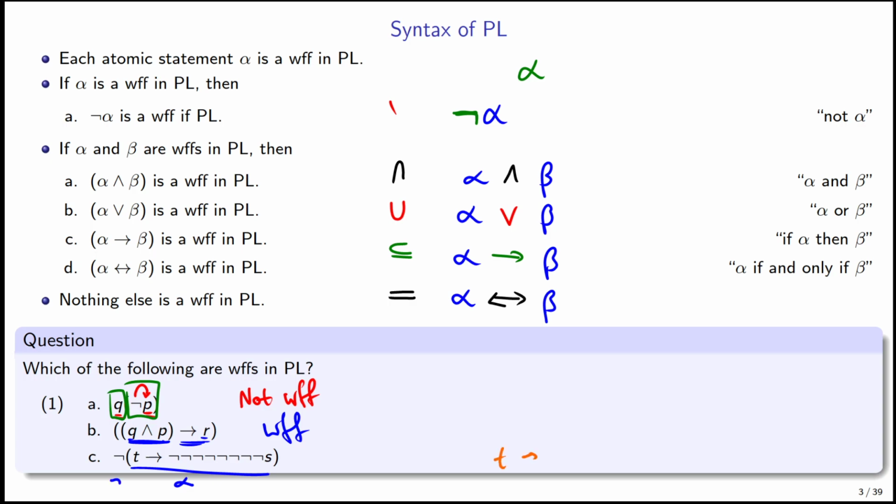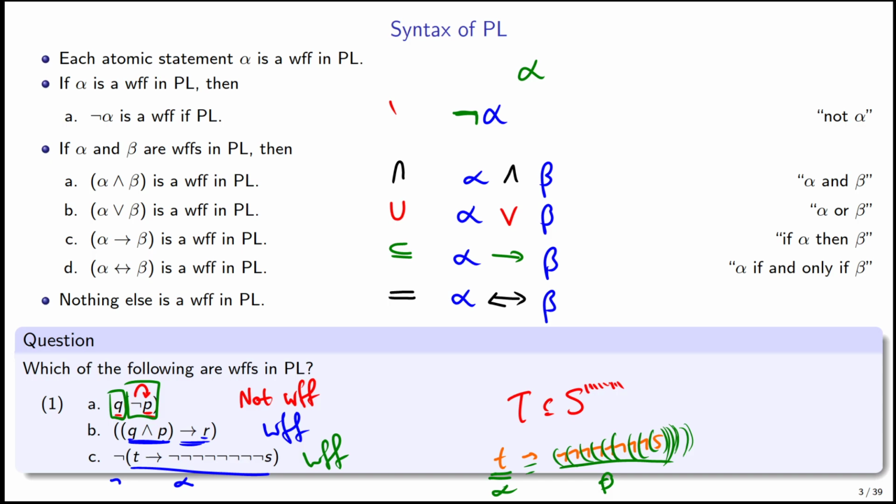Inside, we have T arrow, not. I don't think I got the right number of nots here. It's really irrelevant. It's a bunch of nots and then an S. So this is sort of like saying T is a subset of S with all these different complements. And that would be totally okay. So in this case, we have S, then not is being attached to that, not is being attached to that, and so on. So we can keep attaching individual nots to this. And then we have something over here, which we can call alpha, something over here, which we can call beta, and we're connecting it with the arrow. So yeah, this is also a well-formed formula. Only A was the one that was not well-formed.